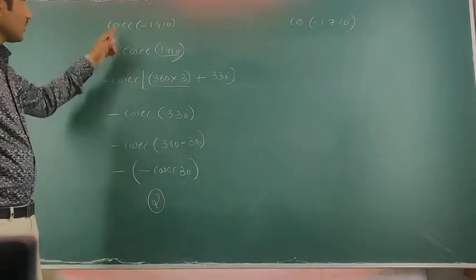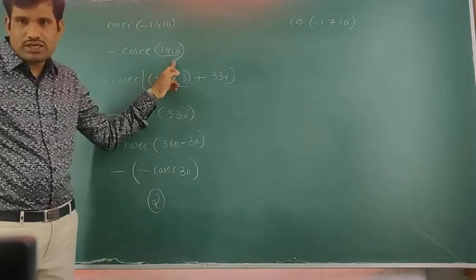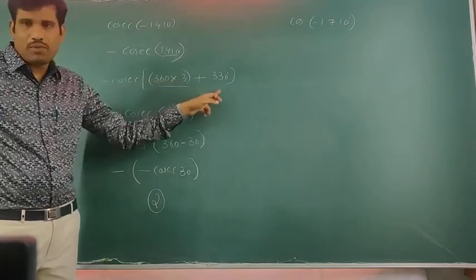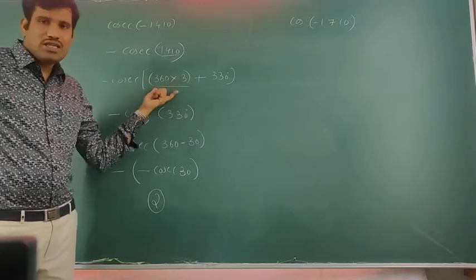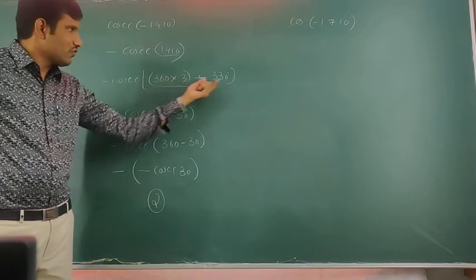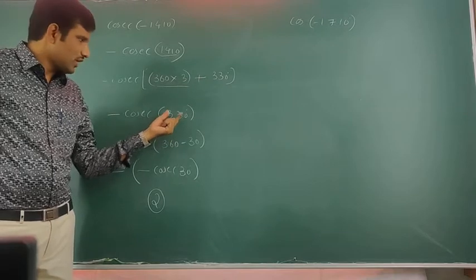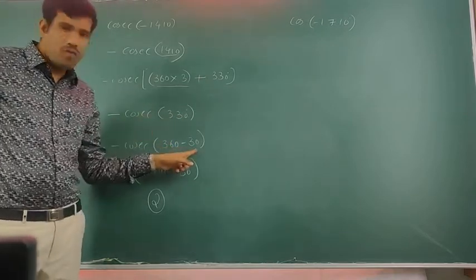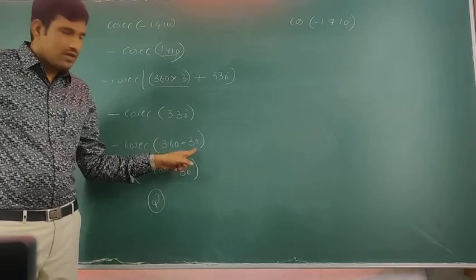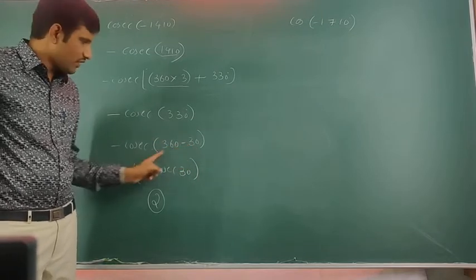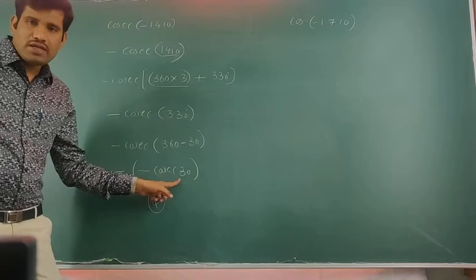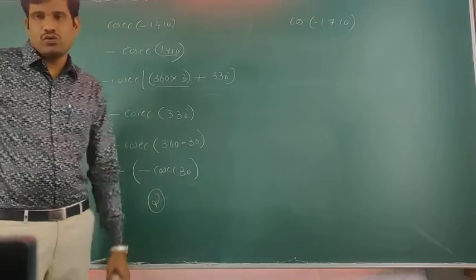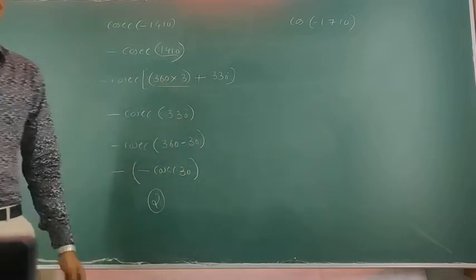Is it clear, students? Cosec of minus theta is minus cosec theta. This 1410 we can express as 360 into 3 plus 330. Now this 360 into 3 we can neglect. So simply it is 330 degree. 330 degree is in the fourth quadrant, where we can express it in the form of 360 minus theta. So cosec of 360 degree minus theta is minus cosec theta. Then this minus into minus is plus. Cosec 30 degree is 2. Is it clear, students? This problem is clear?